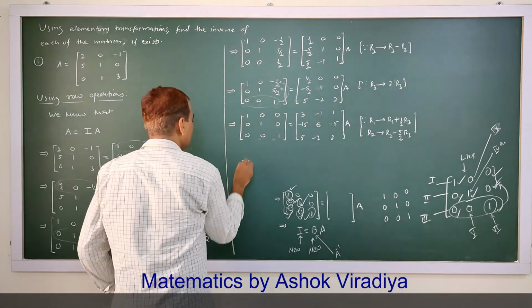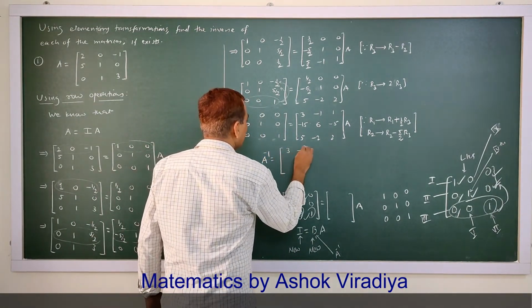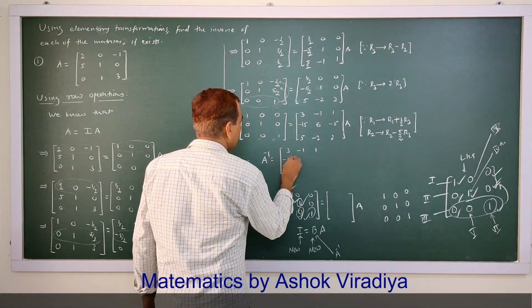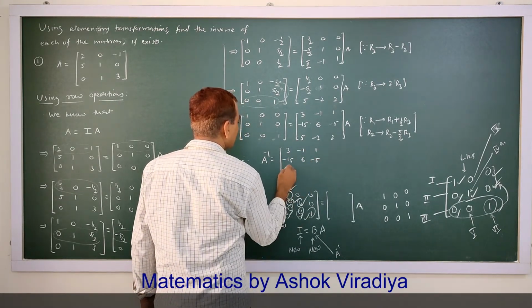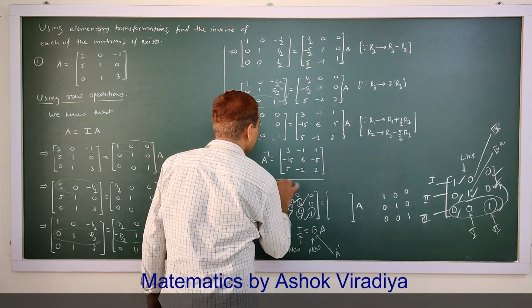Therefore, A inverse is 3 minus 1 1, minus 15 6 minus 5, 5 minus 2 2. It is A inverse.